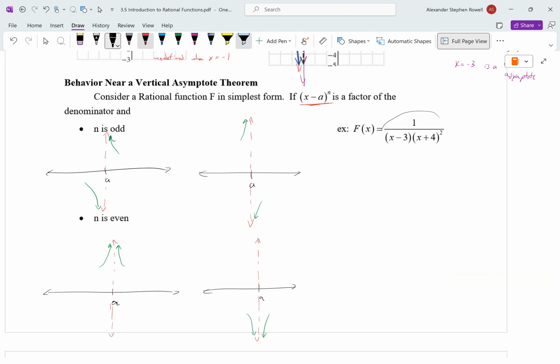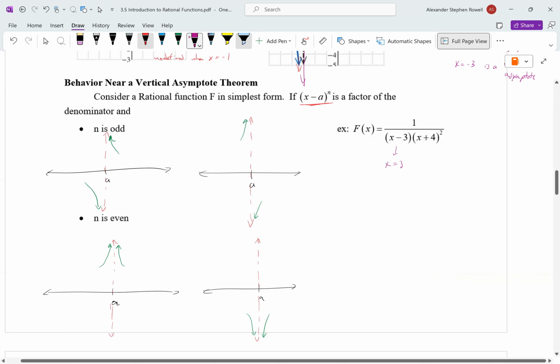Is this rational function reduced? Are there any common factors on the numerator and denominator? No. So it is reduced. That means, what are my vertical asymptotes? X equals 3, x equals -4.